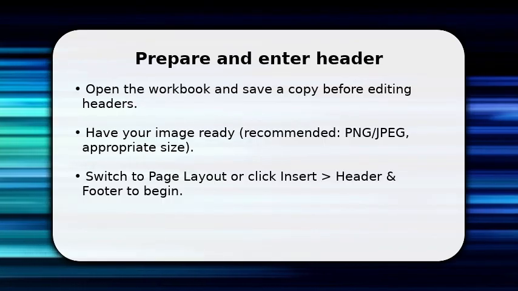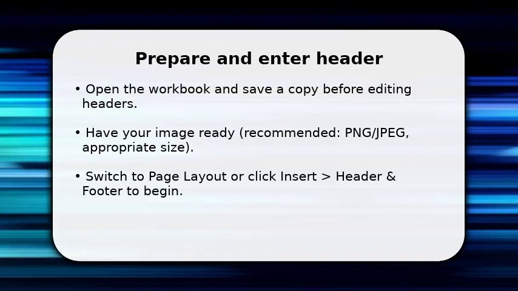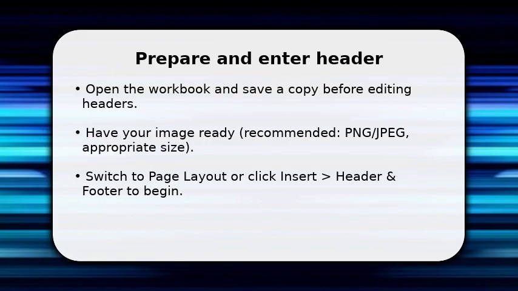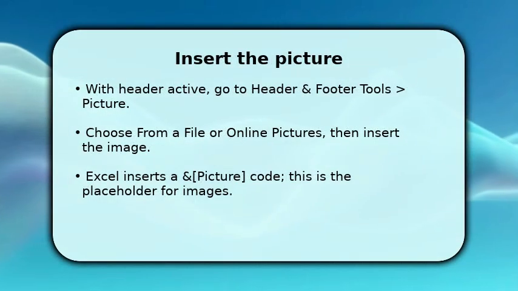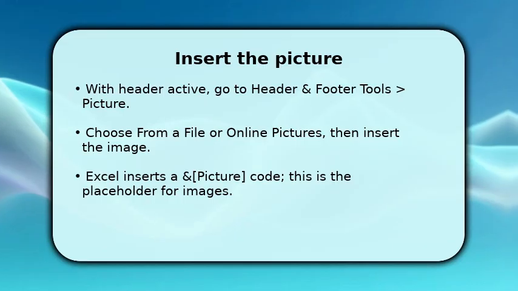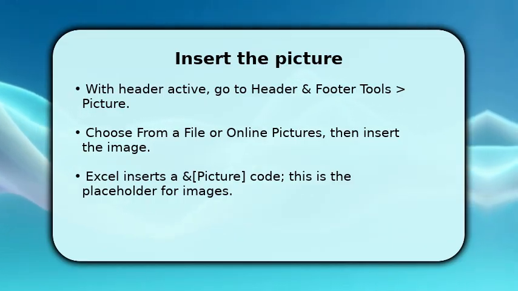This places you directly in the header area and activates header and footer tools. You need the header field active so Excel will show the Design Contextual tab where the picture option appears. This is how Excel treats images in headers. Now insert the image. With the header selected, open Header and Footer tools and click Picture. Choose from a file or online pictures, navigate to your image, and confirm.